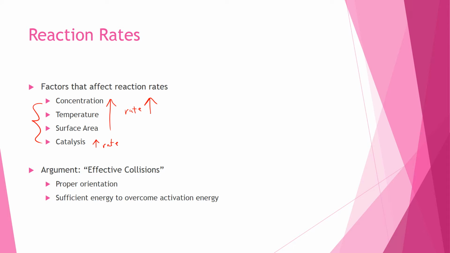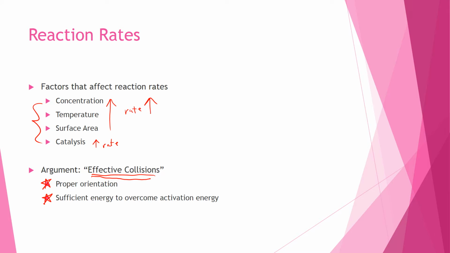Now, one thing we have to be able to do is argue why that is the case. So anytime you have to justify why any of these increase rate, we need to talk about effective collisions. In order to have an effective collision, two things have to be met. The first is proper orientation, which means that these molecules are basically hitting in an exact spot to where it can break the bonds. And the second thing is sufficient energy to overcome activation energy.